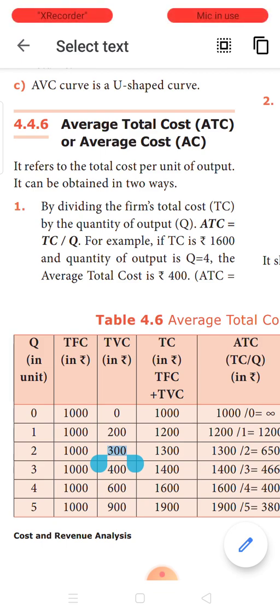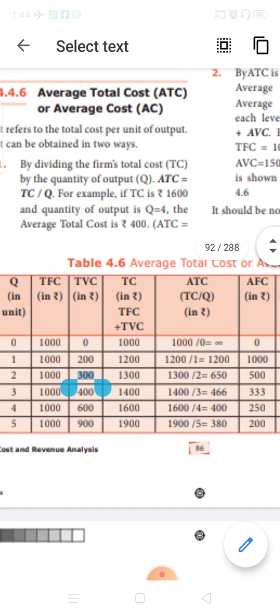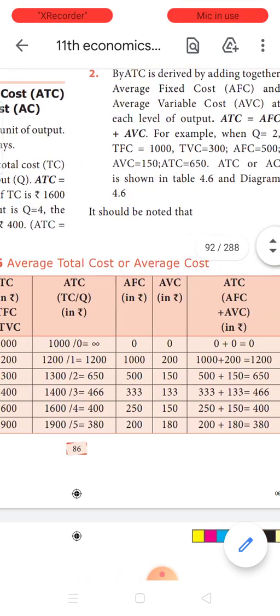How do we arrive at total cost? Total fixed cost plus total variable cost. When you add that, you get total cost. So, average total cost, or otherwise average cost, we get by dividing total cost by the quantity of output that is being produced. This table gives us in a consolidated manner all the values.